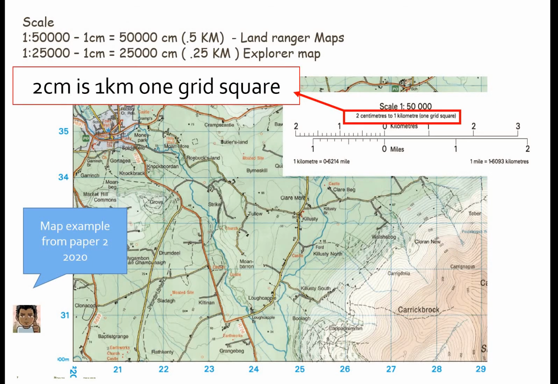So let's look at map scales. Further down on your worksheet, you've got it written there. So 1 in 50,000 is 1 centimetre is 50,000 centimetres. 1 centimetre on a map is equal to half a kilometre. So this is an actual map extract from 2020. So 25,000 centimetres is 1/4 of 1 kilometre.